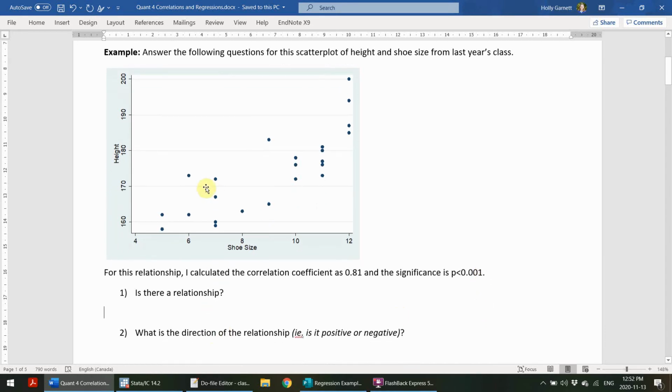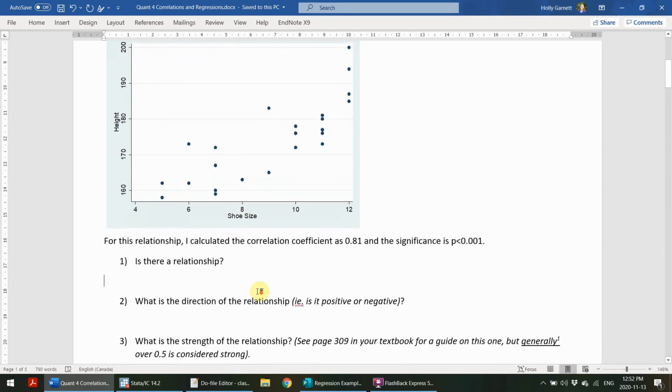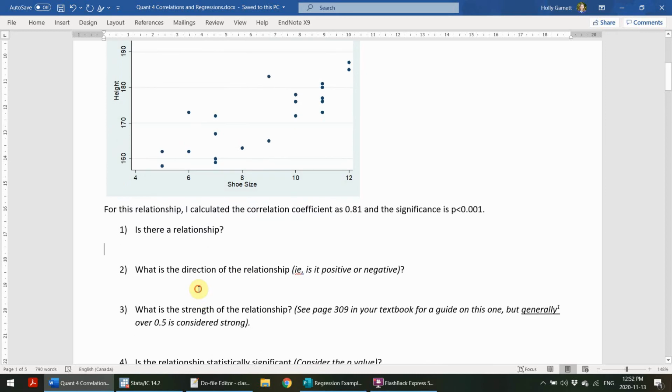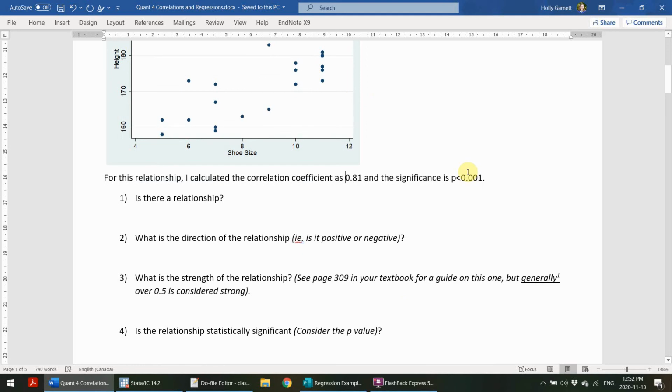Okay, is there a relationship? Yeah, I would say that there's some relationship going on. What's the direction? Well, it's positive, right? First of all, because the sign is positive, it's not negative 0.81, it's positive 0.81. So there is a positive relationship. What's the strength of that relationship?